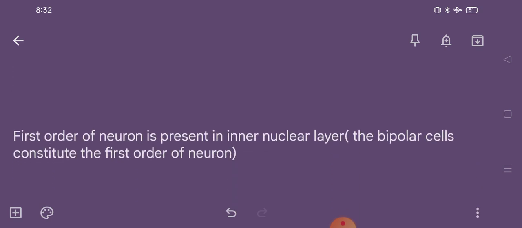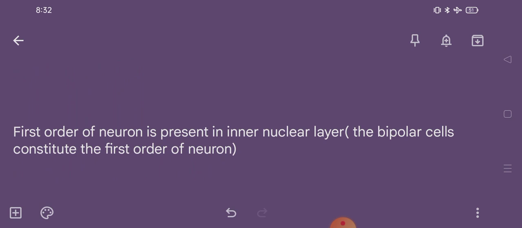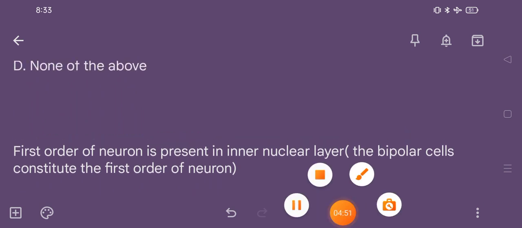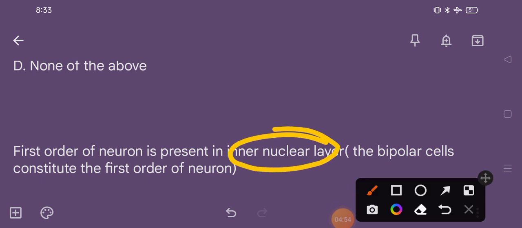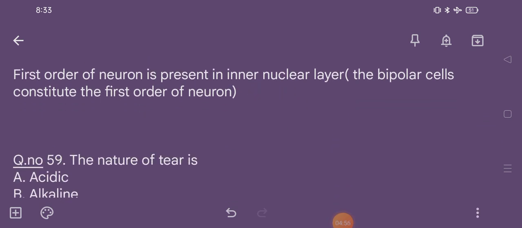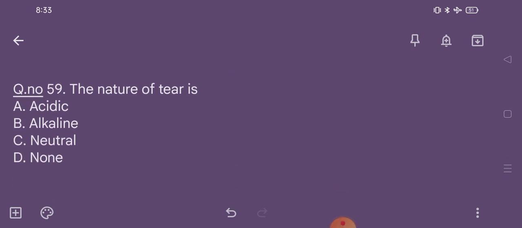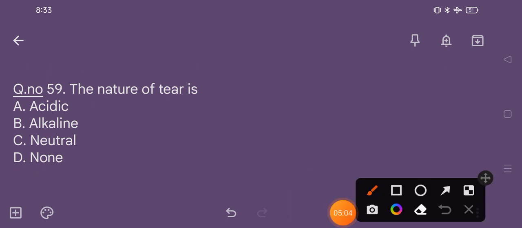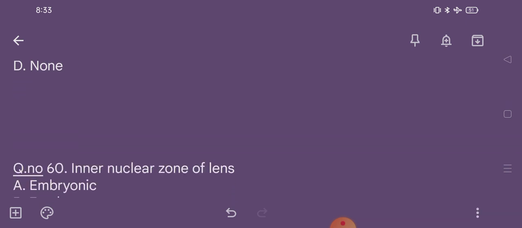First order of neuron is present in inner nuclear layer, that is the bipolar cells constitute the first order of neuron. Now question number 59: the nature of tear is, option A is acidic, option B is alkaline, option C is neutral, option D is none. So the nature of tear is alkaline, option B is correct.